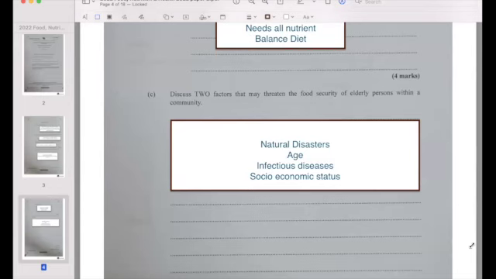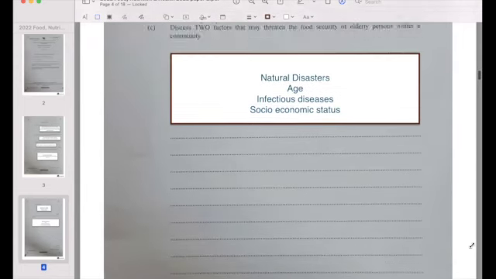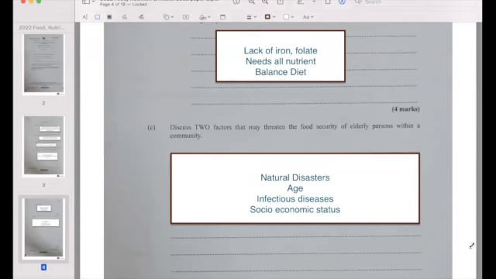Next question. Discuss 2 factors that may threaten the food security of an elderly person within a community. All right, that is 6 marks. So they say explain any 2. I gave you 4. Natural disaster will be 1. For instance, you have a storm or a hurricane. I give you the factors, you just need to explain how the natural disaster will affect the food security of an elderly person. They may be moving from different locations, maybe the roads are blocked, we don't have any light, and the list goes on.